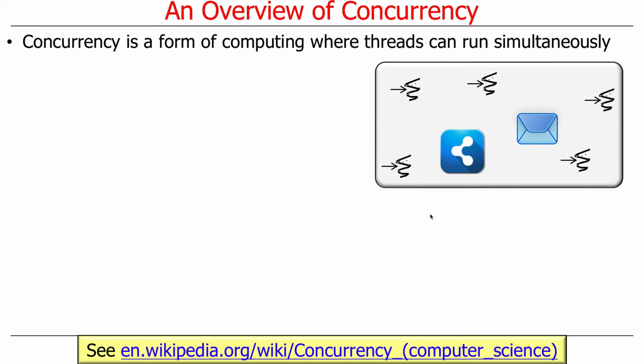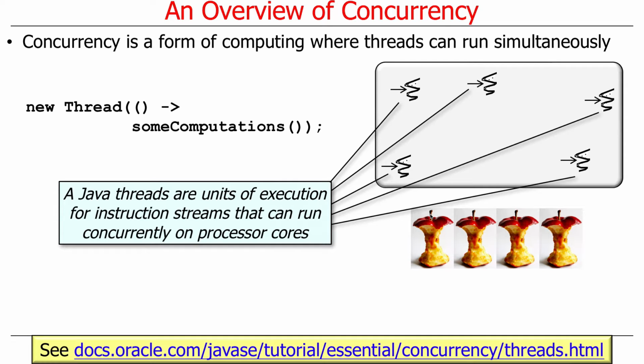Concurrency is essentially a form of computing where threads, which we'll define in a second, can run simultaneously. That, of course, begs the question, what is a thread? Well, a thread in Java is essentially a unit of execution that can run streams of instructions concurrently or simultaneously on one or more processor cores.